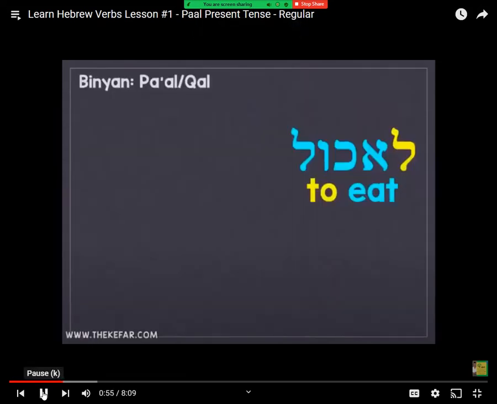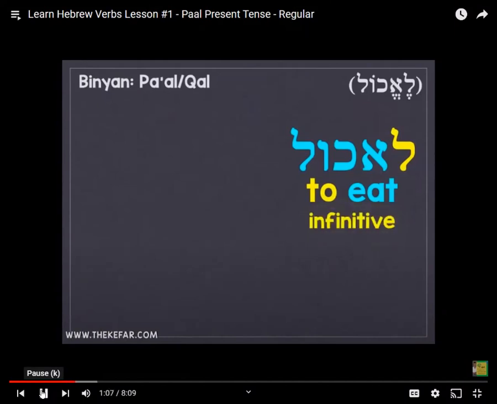So the verb to eat in Hebrew is le'echol, and you see it here with the vowels. Le'echol is to eat. For instance, I want to eat, ani rotza le'echol. Okay, so this is the infinitive. And now to get the root from the infinitive, we have two steps that we're going to take. So the first step is that initial lamed that gives us the to form of the verb. We're going to get rid of that.